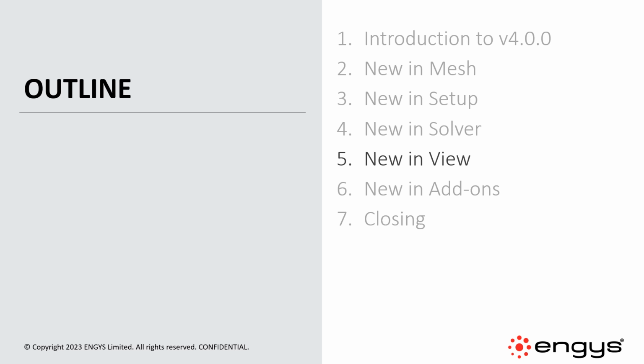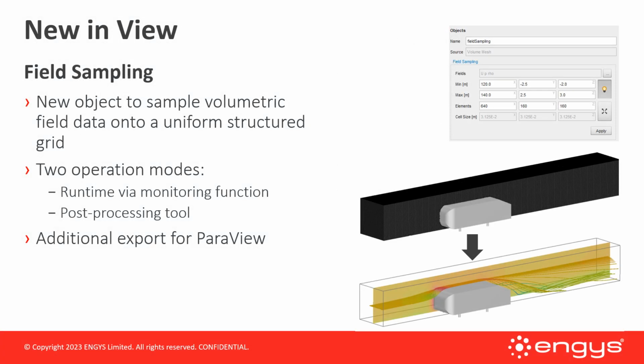Now let's take a look at what has been added in terms of our View tab, the tab in our graphical user interface for post-processing your CFD simulations. A new field sampling function object has been added, which can be used to resample user-specified field datasets onto uniform grids. The resampled grid can be used with our runtime post-processing tool, and the file output is of PVD format.